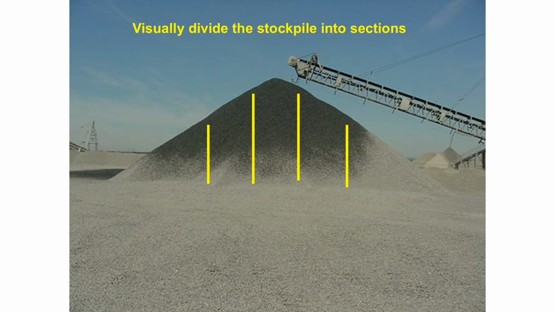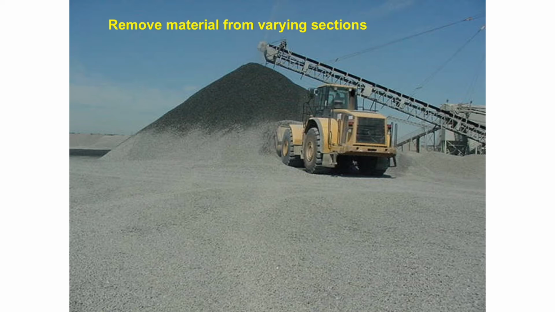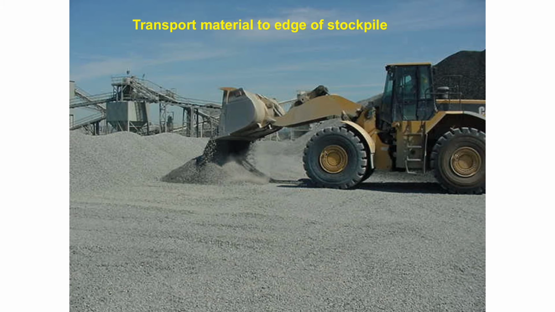We want to take and divide that pile into separate sections, and you can see that if we do that, the two lines in the middle are going to be fine and the two lines on the outside are going to be coarse. So when that loader goes in there, we want to make sure that we're working that entire face. So we'll put that into a little mini pile. We'll build a little small pile, again, working the whole face of that stockpile.